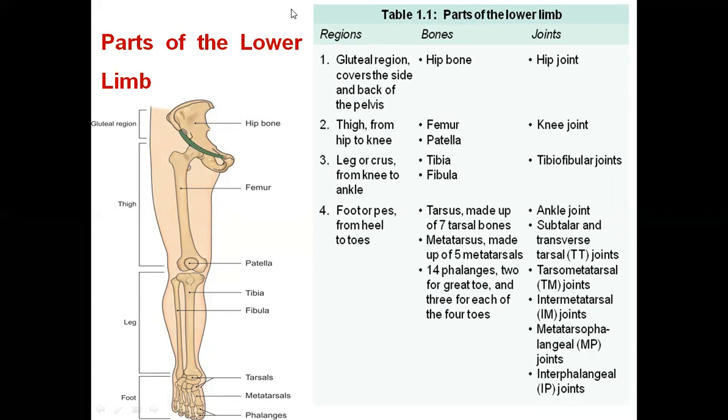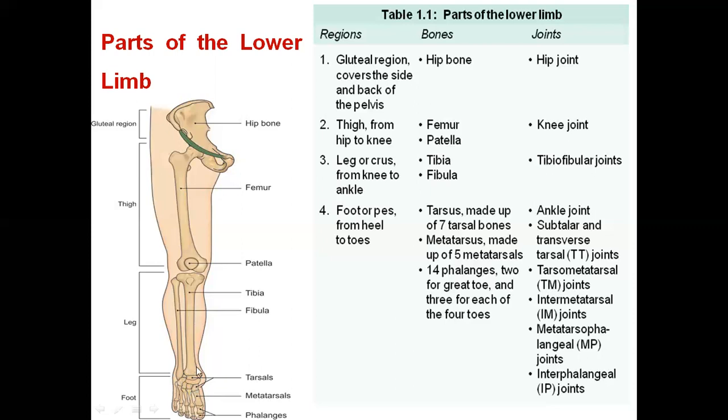In the leg, we find two more bones. Medially we find the tibia and laterally the fibula. Between the tibia and fibula, we have tibiofibular joints. In the foot, we have many tarsal bones, metatarsal bones and phalangeal bones. Tarsals are 7 in number. The names are talus, calcaneum, navicular, cuboid, and 3 cuneiforms: medial, intermediate and lateral cuneiform bones.